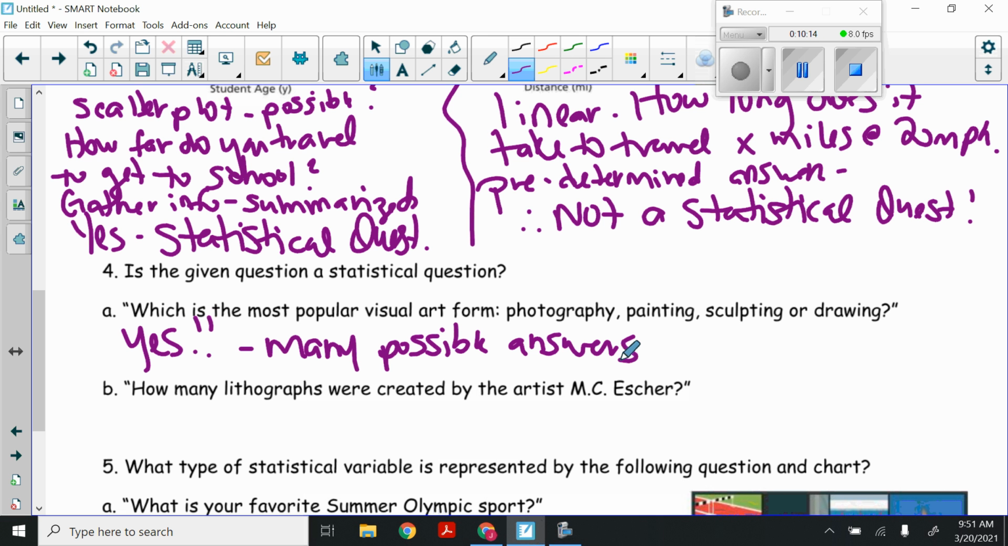B, how many lithographs were created by the artist M.C. Escher? Can we get more than one correct answer? No. Okay? This is not a statistical question because there is one definitive answer.